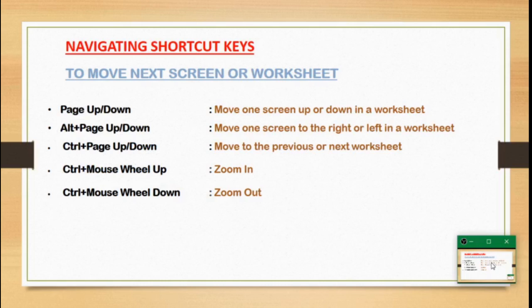This picture shows how we can move to the next screen or worksheet. Suppose I want to move down a worksheet, I can click the Page Down button. If you want to go up in a worksheet, you can click Page Up. The same way, if you want to move to the right or left side of a worksheet, you can click Alt plus Page Up and Page Down. If you want to move to the next or previous worksheet, you can press Control plus Page Up or Control plus Page Down. You can also zoom in and zoom out with the use of Control and mouse wheel up and mouse wheel down.